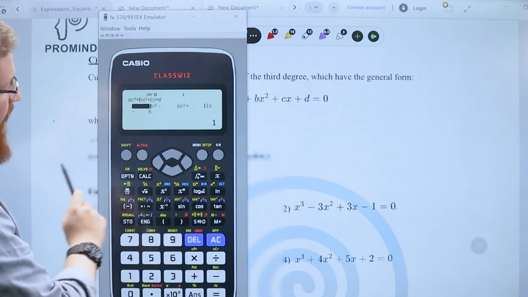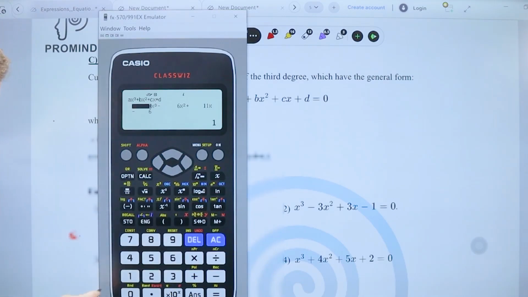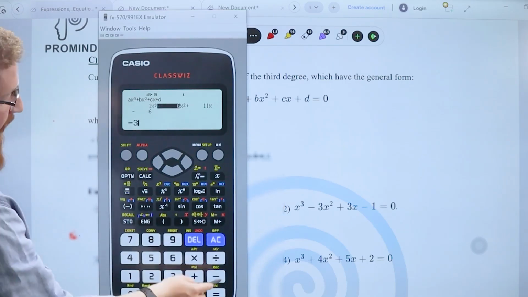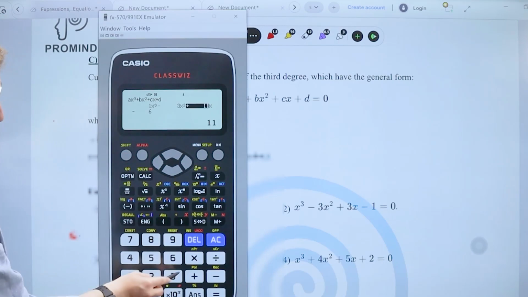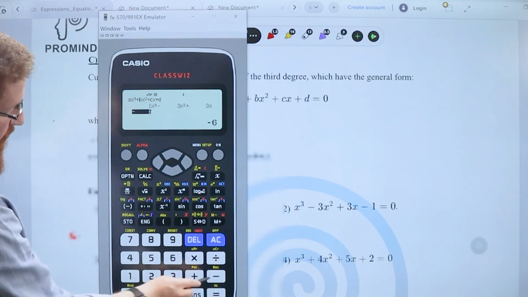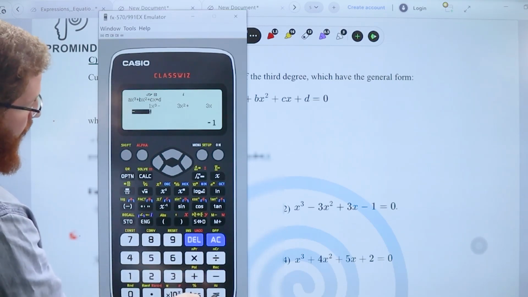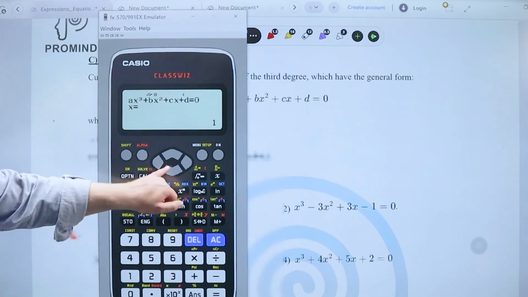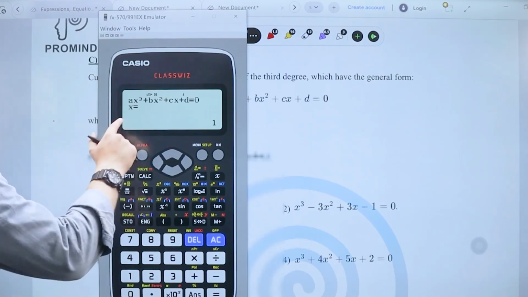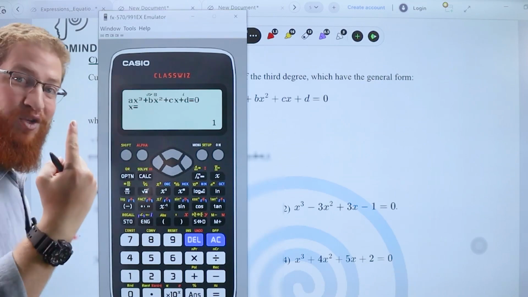First of all, the coefficient of x cubed is 1. Then the coefficient of x squared is minus 3, and the coefficient of x is 3. The constant is minus 1, equals. I have x equals 1. We see here there is only one value of x.